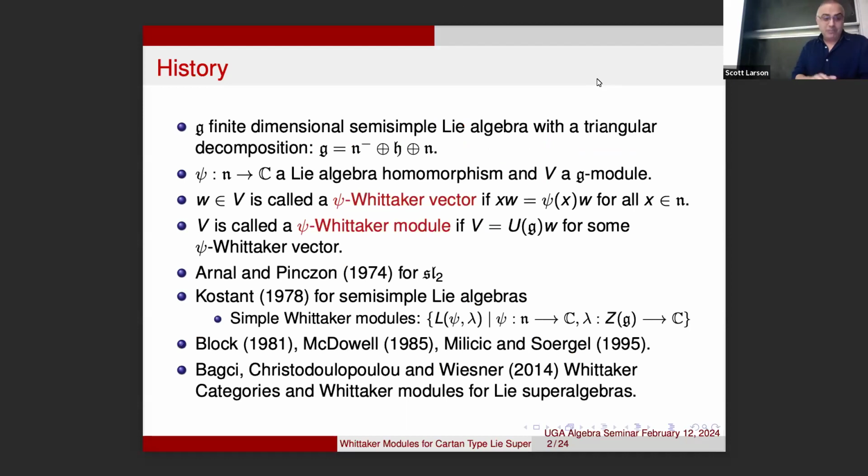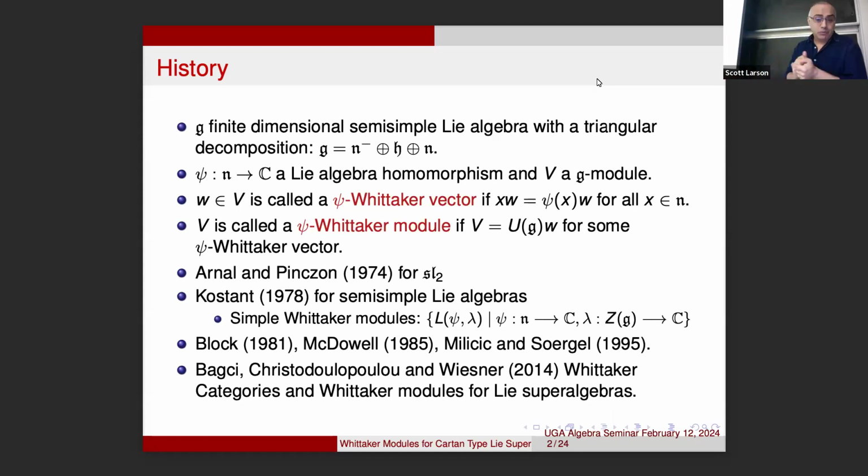So let me give you a brief history of Whittaker modules first. I will just focus on the history of Whittaker modules and work on Whittaker modules for Lie algebras and Lie superalgebras. There are lots of algebras, some kinds of Lie algebras, which have Whittaker modules defined for them, but I will not talk about them. I will just talk about the case of simple and semi-simple Lie algebras, and the Lie superalgebra case. I'm skipping lots of history.